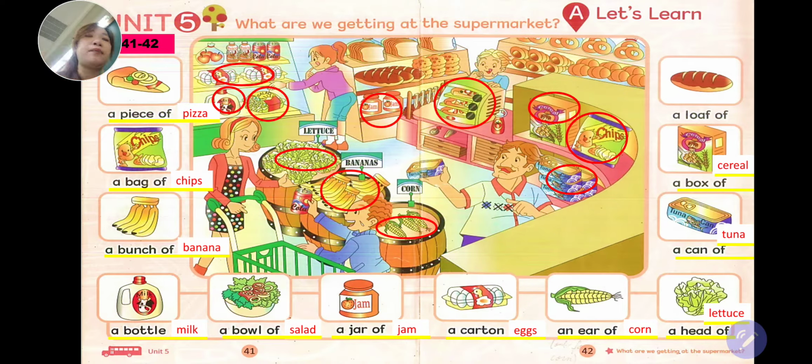OK, 我现在再把旁边这些字有介绍出来，你要把它记得写上去，因为接下来这是你的录音功课哦。I remind you to have write down pizza, chips, banana, milk, salad, jam, eggs, and corn, lettuce, tuna, cereal, and a loaf of bread. A loaf of bread. 一条的面包，就是它如果是长条状的，我们就说 a loaf of bread。好，这个是我们的录音功课，所以我先提醒你，先把那个 bread 可以先写在旁边 OK?